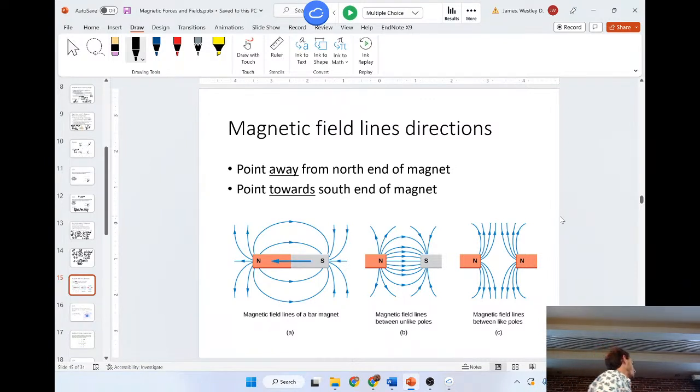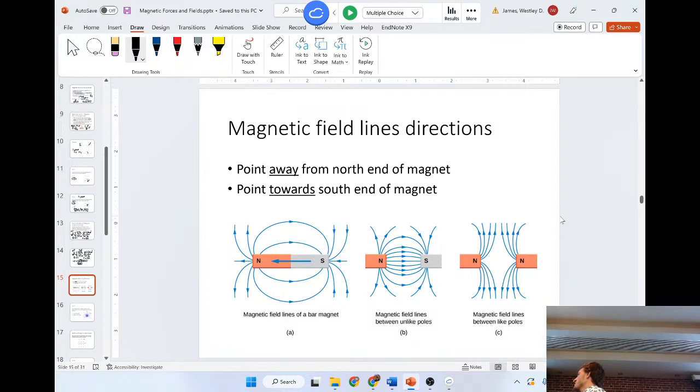Magnetic fields, this is just a quick, important thing to know. Magnetic fields point away from north sides of magnets. So if you have a permanent magnet, the magnetic field lines point away from the north and towards the south. That's just a very simple, easy rule, but we need to know that.